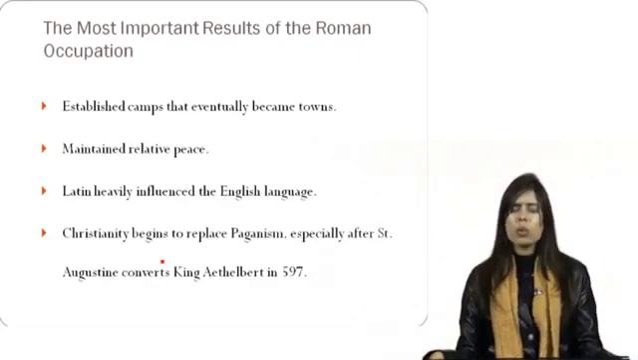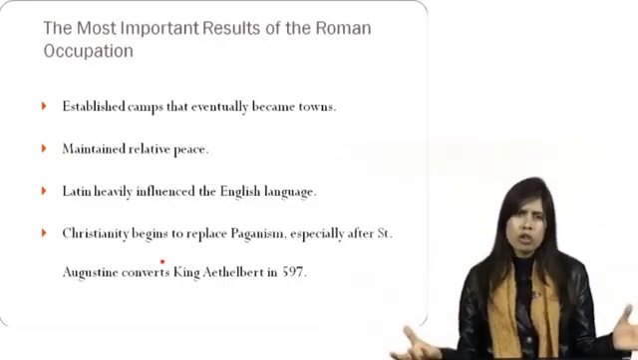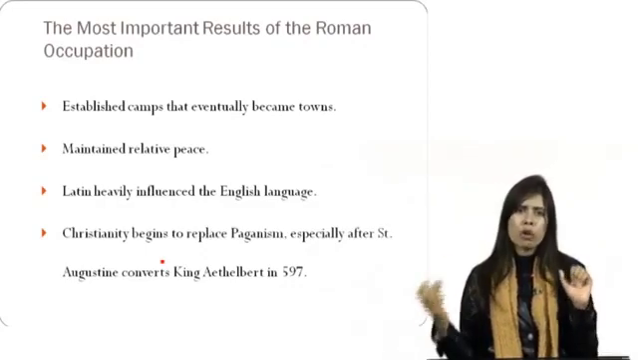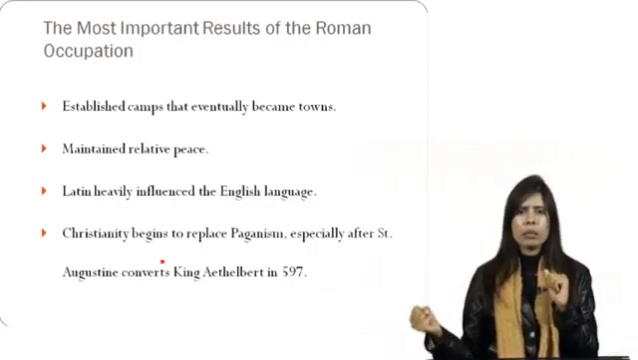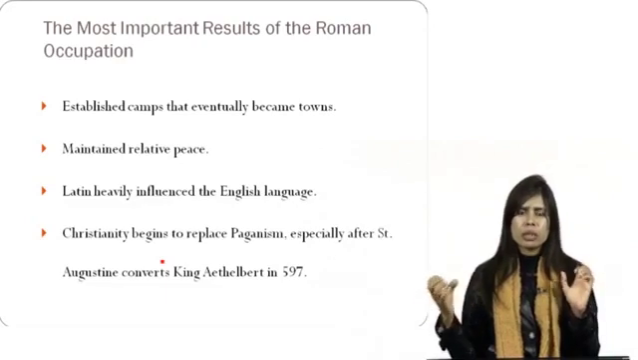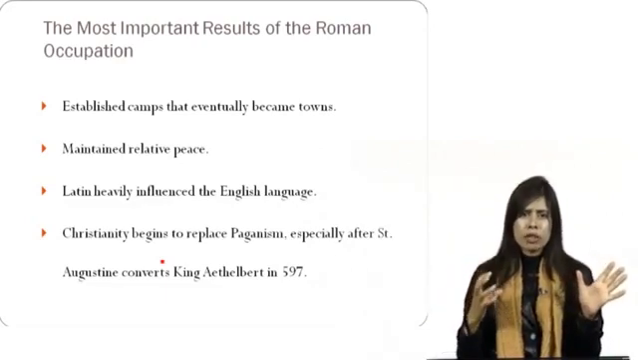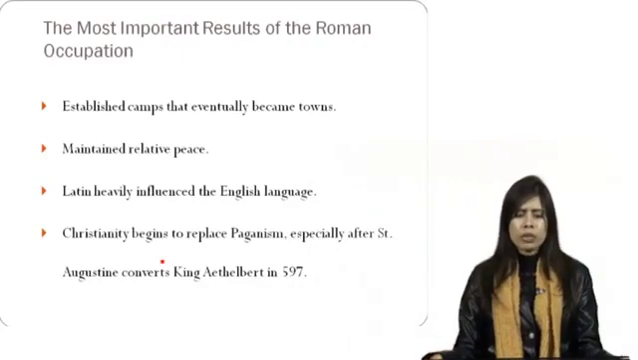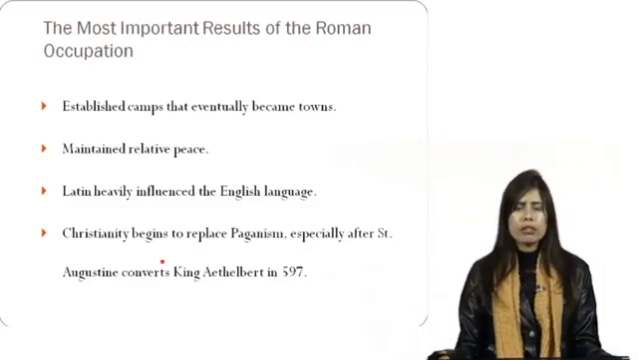Maintained relative peace. So here you can see that the Celtics might not be peaceful people, so they brought peace in Britain as well. Here we are talking about the Roman rulers, that they brought peace in Britain as well. Latin heavily influenced the English language. So these Roman empires used to use the Latin language. So there is a great influence of Latin language on English language as well.